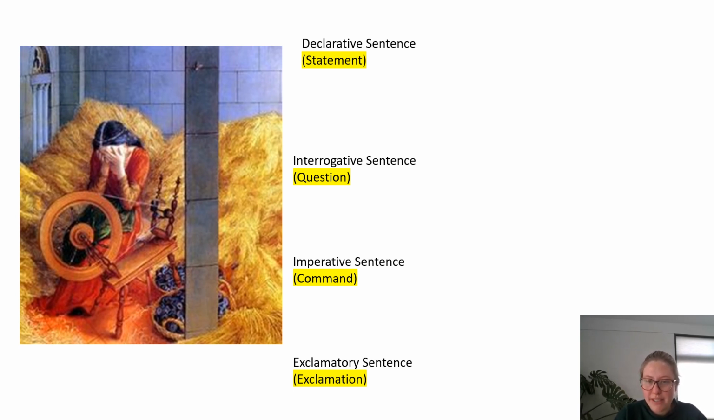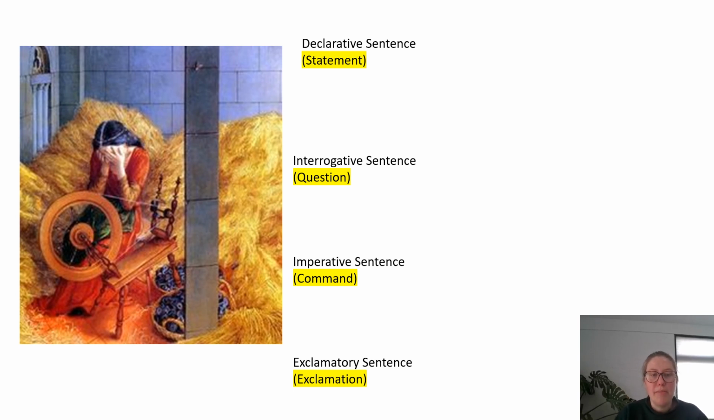So we're going to do this one together first, and then I'm going to give you a different picture all around our story Rumpelstiltskin, and you need to write 4 different sentence types about the picture. So let's do this one together first. First of all, I want to talk about a statement sentence. They're the most common kinds. They're just stating something, telling us something, and they end in a full stop.